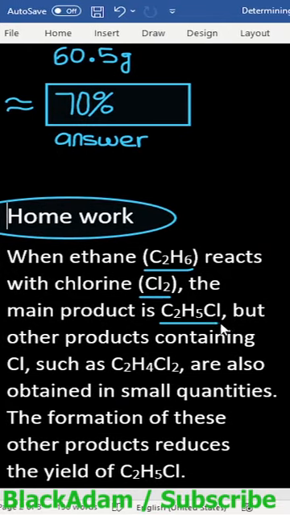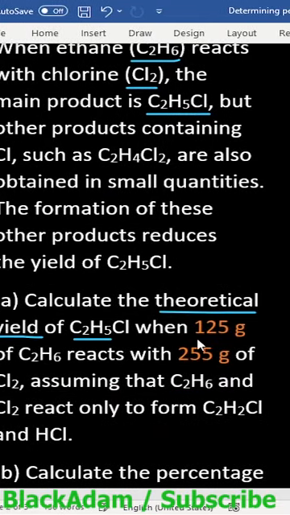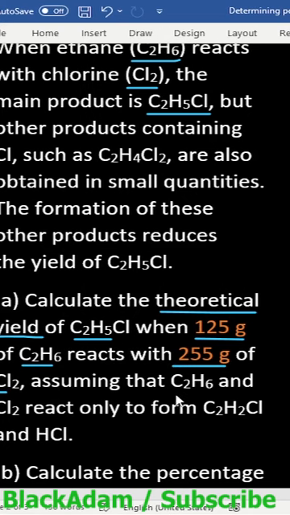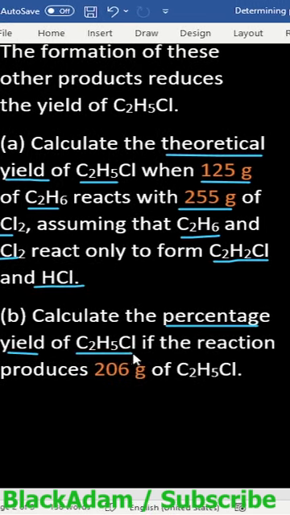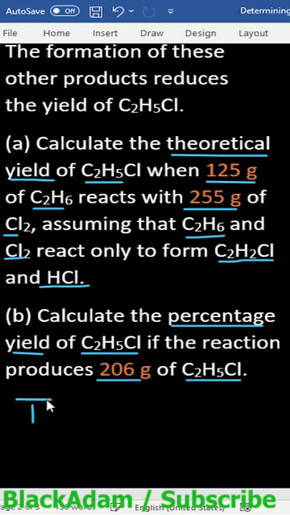For homework, you have ethane, and you have to find the theoretical yield given 125 gram of the other compound. So go through all the questions and make sure you understand everything.